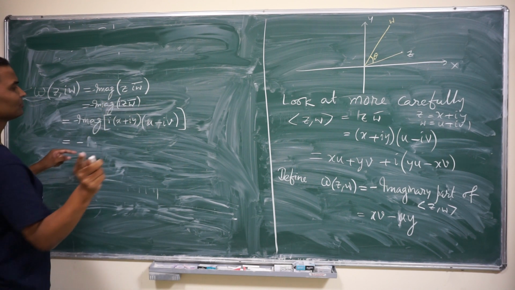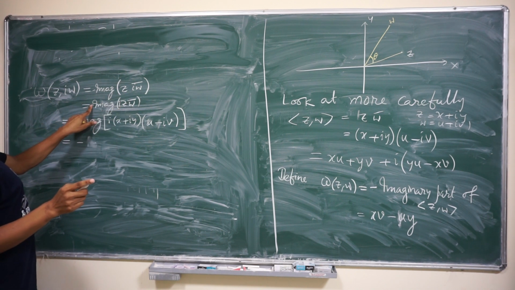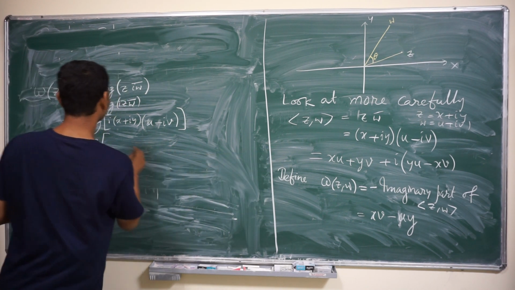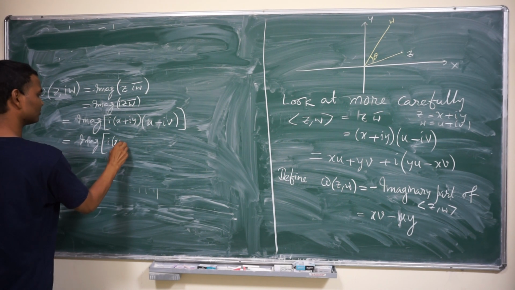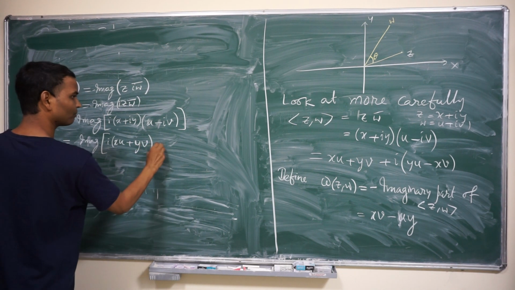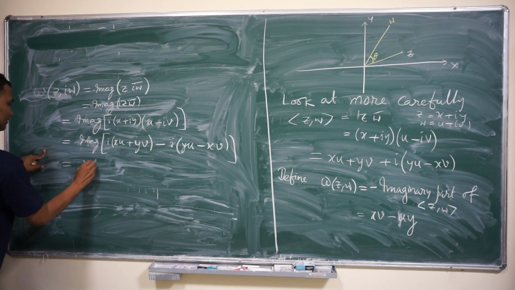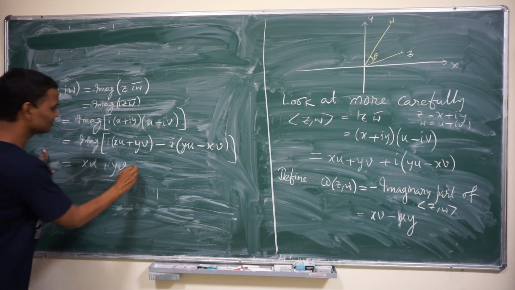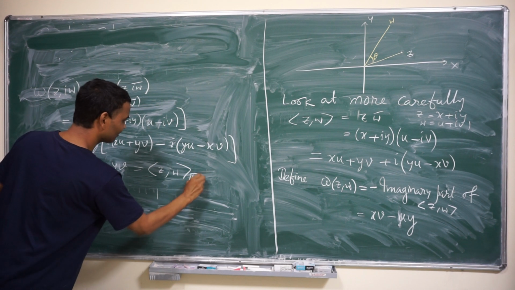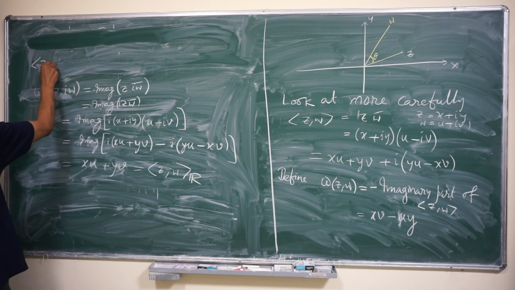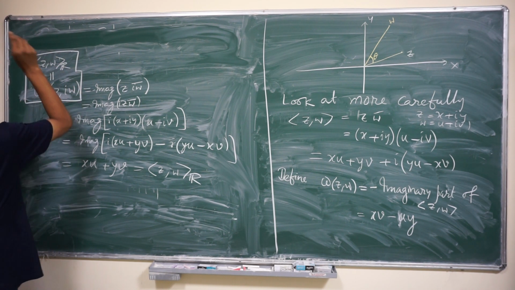Okay, so I made a mistake here. See here minus i, minus is coming out, so it will be plus. So it will be plus, yes. So the imaginary part of this one, which is the imaginary part of, we multiply i with this, so i times (xu plus yv) minus i times i(yu minus xv). So the imaginary part comes to be xu plus yv, which is ⟨Z, W⟩_R. So you see what we get? We got this equality: omega(Z, iW) equals ⟨Z, W⟩_R. Right? This equality we got.